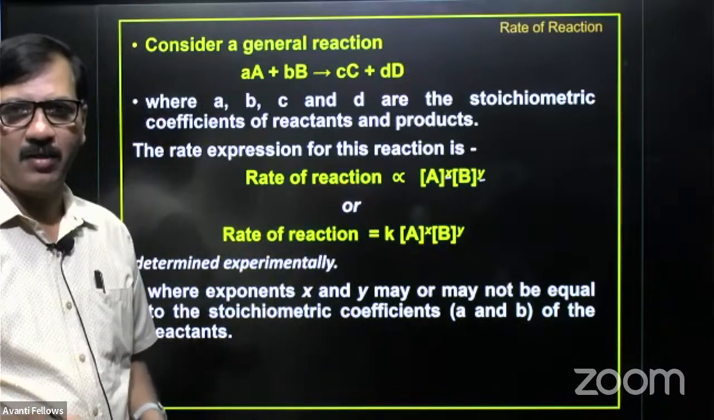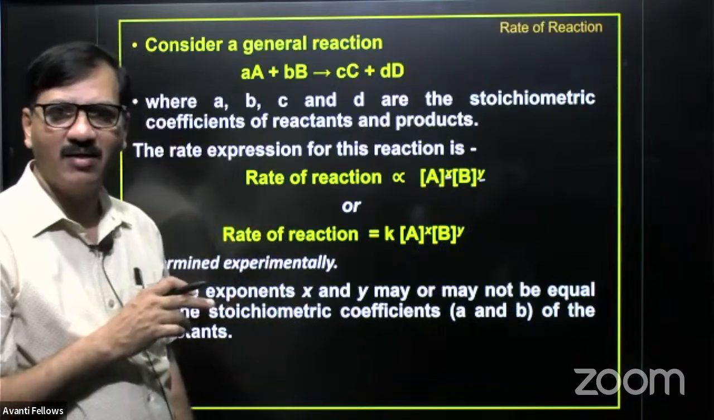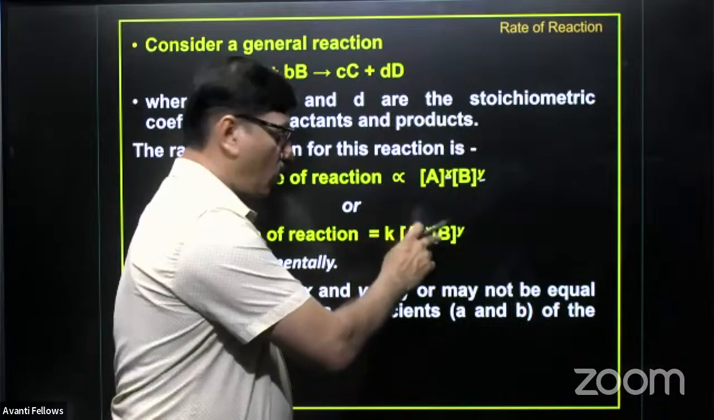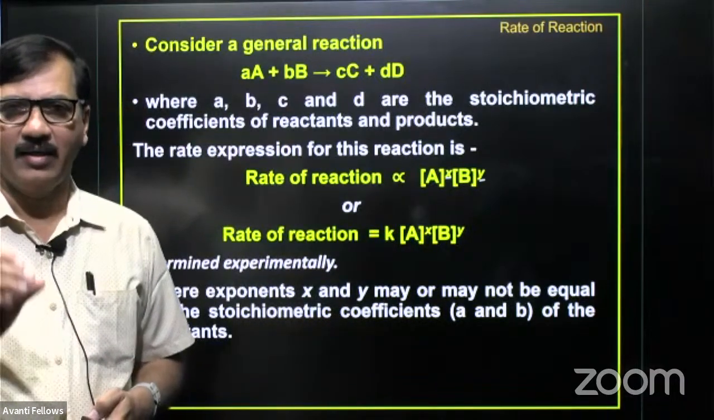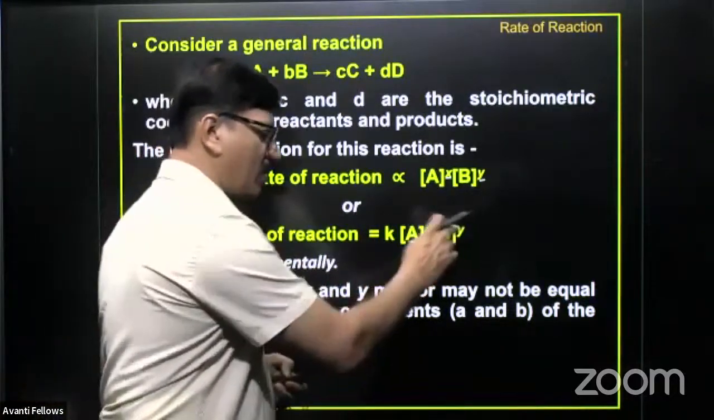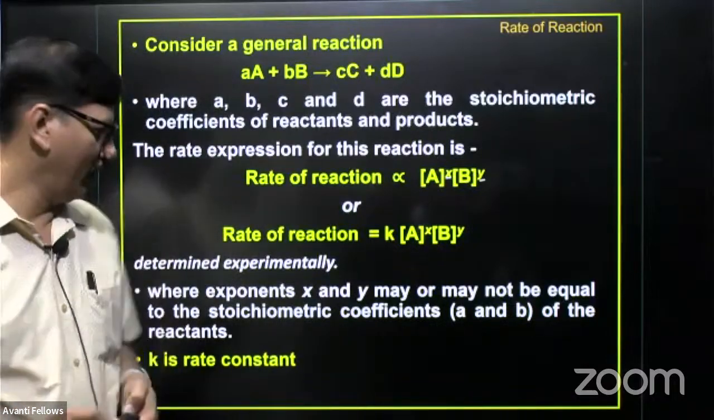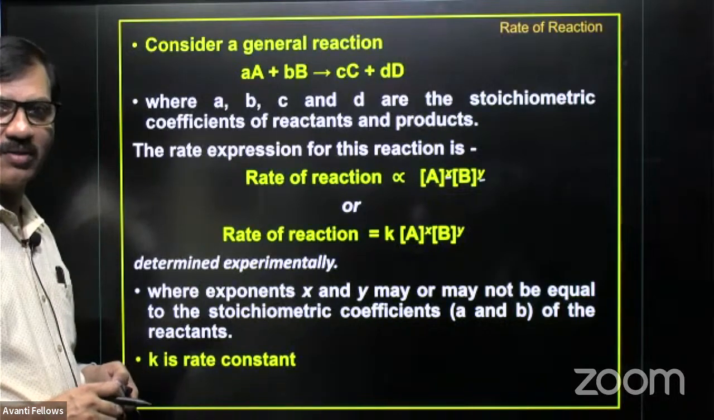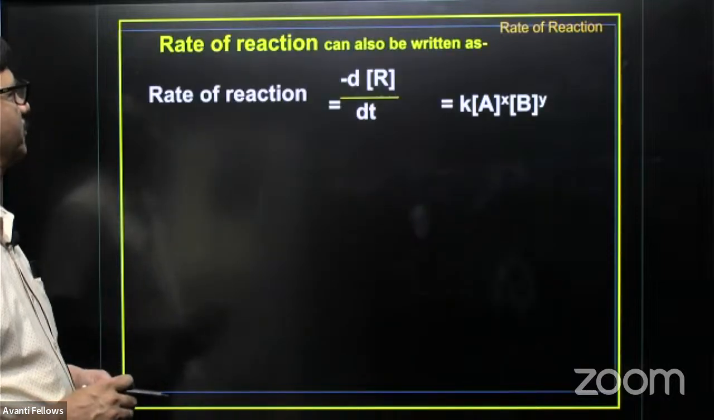What is rate law? Rate law says the rate of the reaction is directly proportional to the product of concentrations of the reactants, each concentration term being raised to some power which is determined experimentally. So this is called the rate law, this is the statement in words. K is the rate constant.